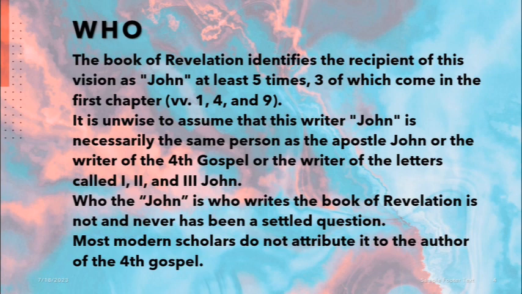Okay, so our first W is the who. The book of Revelation identifies the recipient of this vision as John. And it mentions that at least 5 times in the book of Revelation, 3 of which come in the first chapter. Now, it's unwise to assume that this writer John is actually the same person as the Apostle John, or the writer of the 4th Gospel we know as John's Gospel, or even the writer of the letters called 1 John, 2 John, and 3 John. There's no indication that there's any connection between any of those authors.